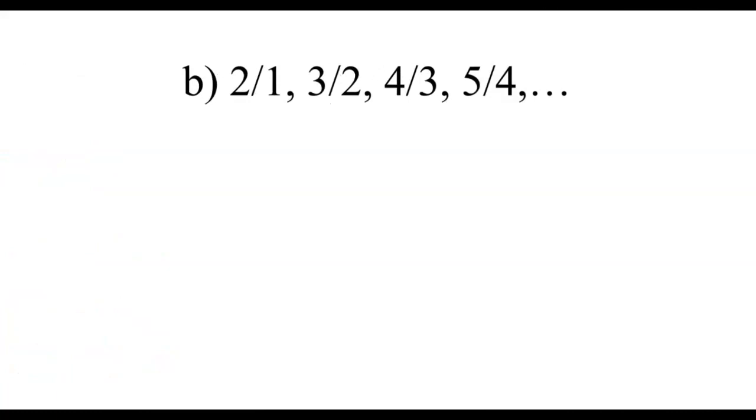Okay, so part B, same thing. First, we have to identify the rule. a sub n is equal to, now we can just think of the numerator separate from the denominator. How would you define this? Right. We've actually already looked at a very similar sequence to this. It is n plus 1 over n.